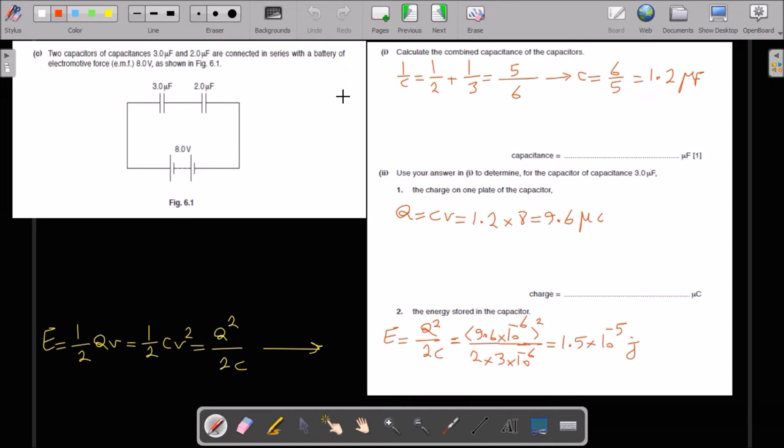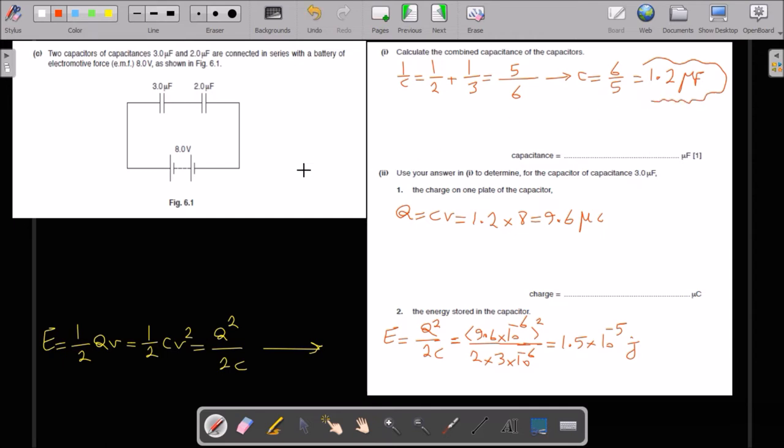Next part, two capacitors of capacitances 3 microfarad and 2 microfarad are connected in series with a battery of electromotive force of 8 volt. Part 1, calculate the combined capacitance of the capacitors. Okay, as I said on the last page, they are in series, that's why you should use 1 over C equal to 1 over 2 plus 1 over 3. So C is 1.2 microfarad.